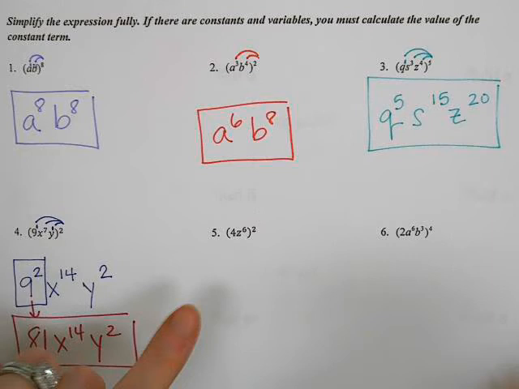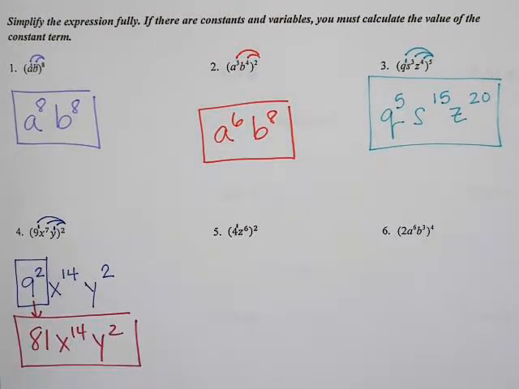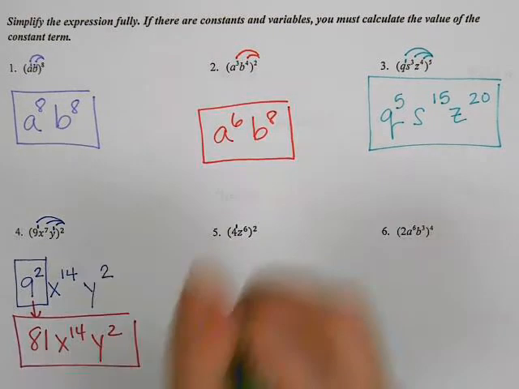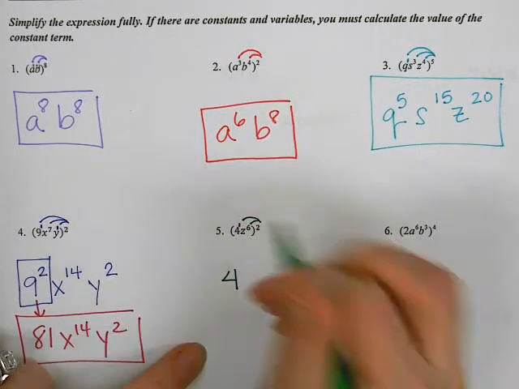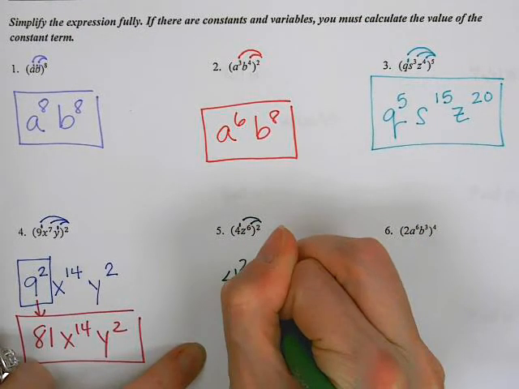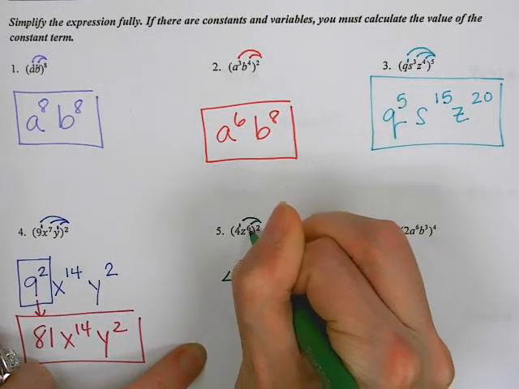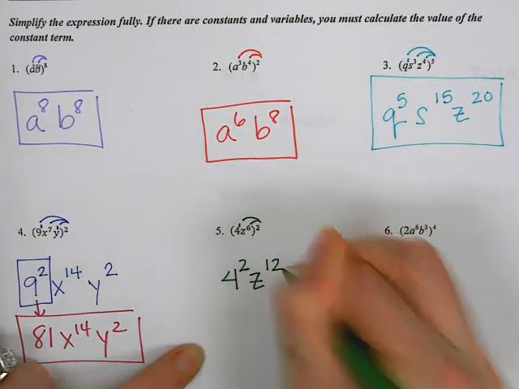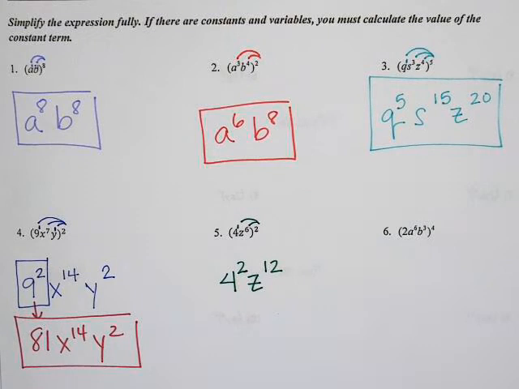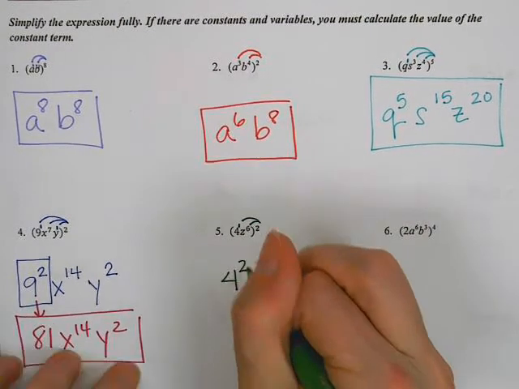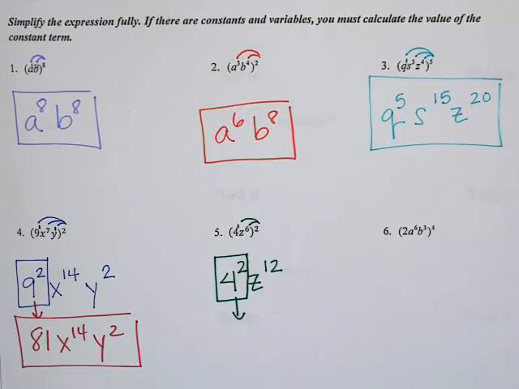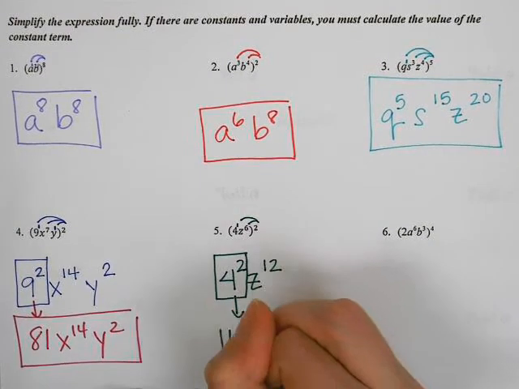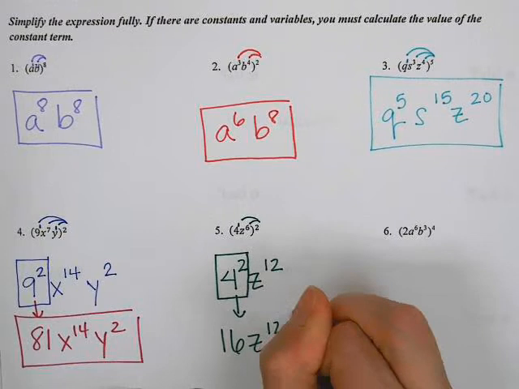Okay, number 5, let's give the 4 an exponent of 1 and let's distribute. All right, so distribute, distribute. Okay, so 4, 1 times 2 is 2, and z, 6 times 2 is 12. And then since 4 is actually a number, what is 4 squared? I want you to do that. That's 16. So 16z to the 12th.